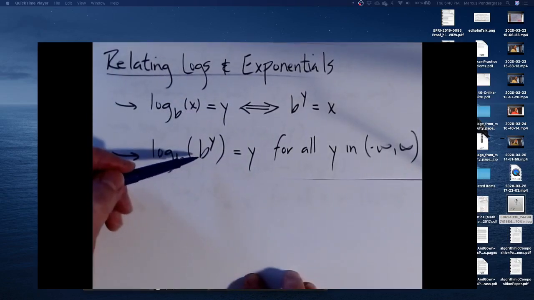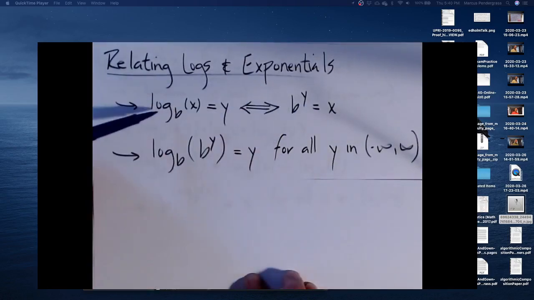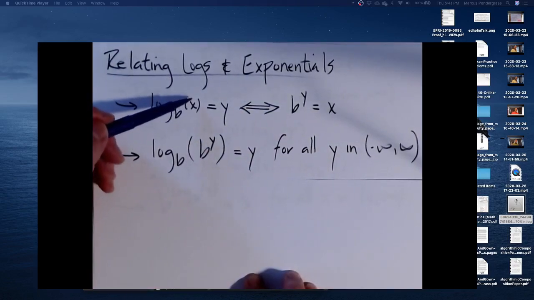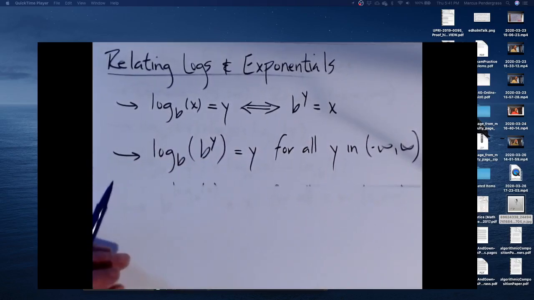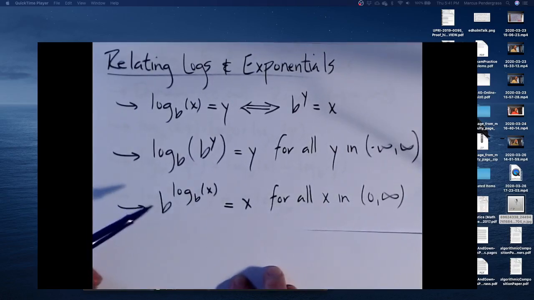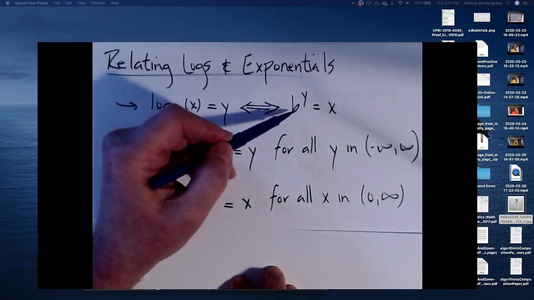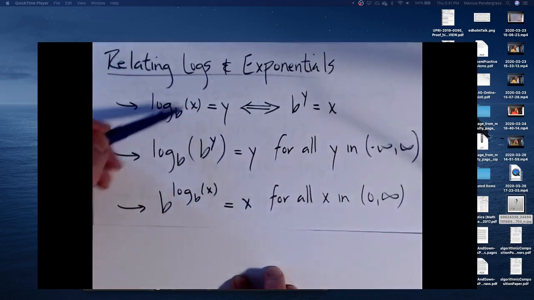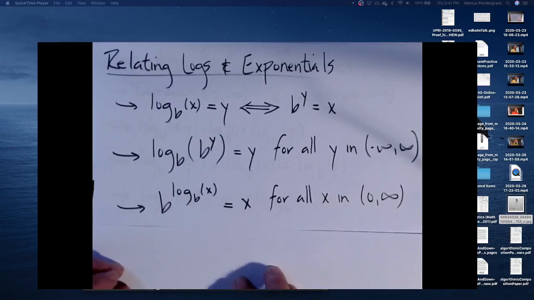If b to the y equals x, then just plug that in here, log base b of x, but x is b to the y, so log base b of b to the y equals y, and that's exactly what we're saying here. And that would be true for any y. And you can do it the other way too. If y equals log base b of x, then b to the y equals x, but plug in what y is. y is log base b of x. So b to the log base b of x is just going to be x.